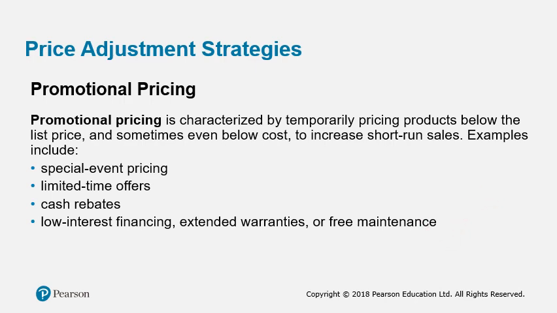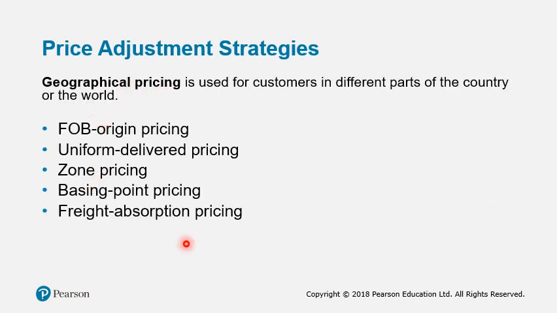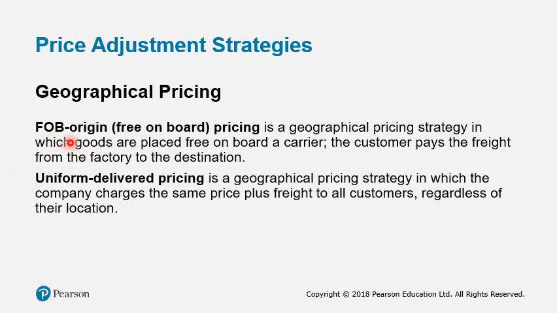Anyway, next is geographical pricing. Like I told you, different country, different price. And then next is FOB, free on board pricing, which is a geographical pricing strategy in which goods are placed free on board a carrier, where the customer pays the freight from the factory to the destination. That means you don't have to pay for the shipment because it's already been paid, inclusive of the production when you ordered it. Normally they will say free shipping, but the marketing term is FOB origin, or free on board pricing.